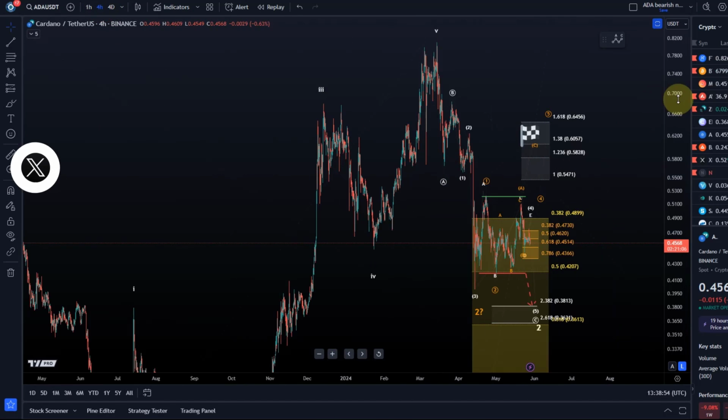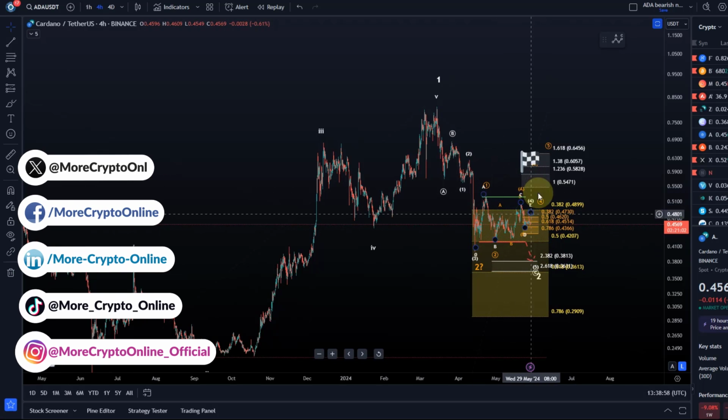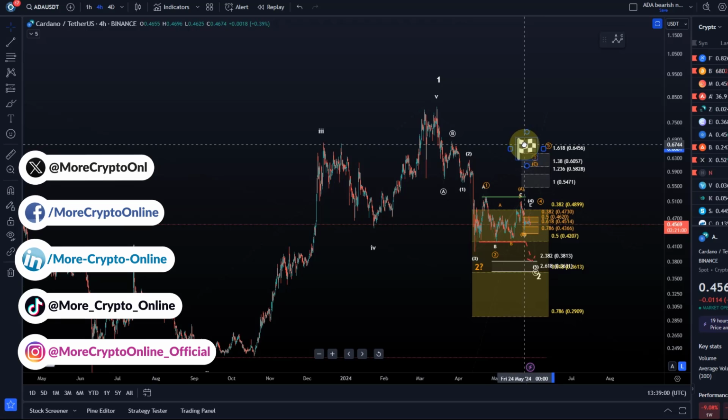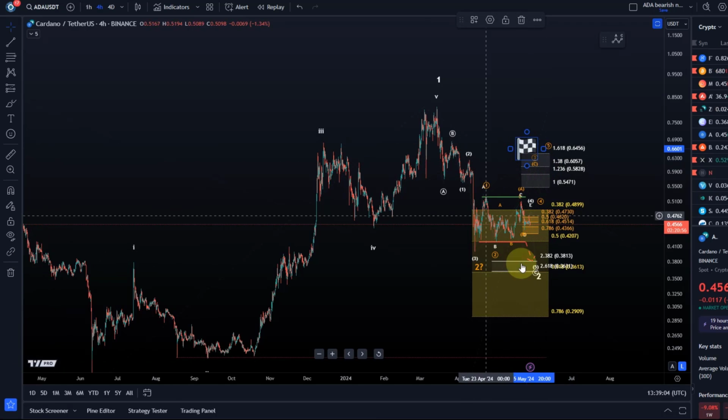ADA continues to be in this sideways range. It's just in a range, okay? And I've got the next upside target highlighted here with this flag on the chart, but there are certain conditions that need to be fulfilled to keep this a valid and relevant target basically. So let's talk about that in this video.